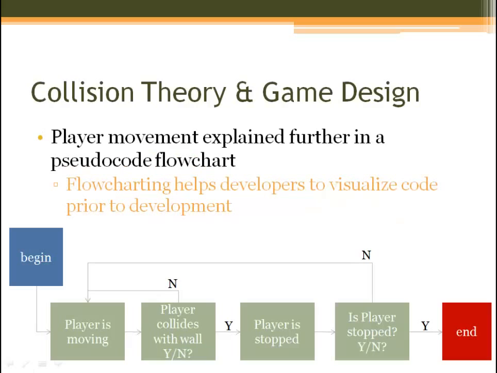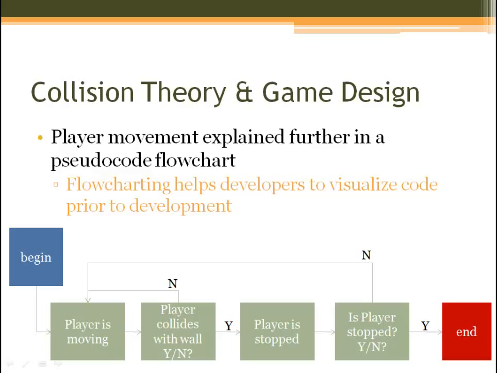We also use graphical organizers or pseudocode flowcharts to create a visualization of how our code is working. Flowcharting helps developers to visualize the code prior to its development. This way they can work out any bugs that they need to before the game or the actions are ever made. As an example, continuing with what we had before, the program begins and then the player is moving. Next we ask: player collides with the wall? If yes, the player movement is stopped. If no, the player movement is still going, and it loops backwards to player is moving, and then it tests the same condition again.